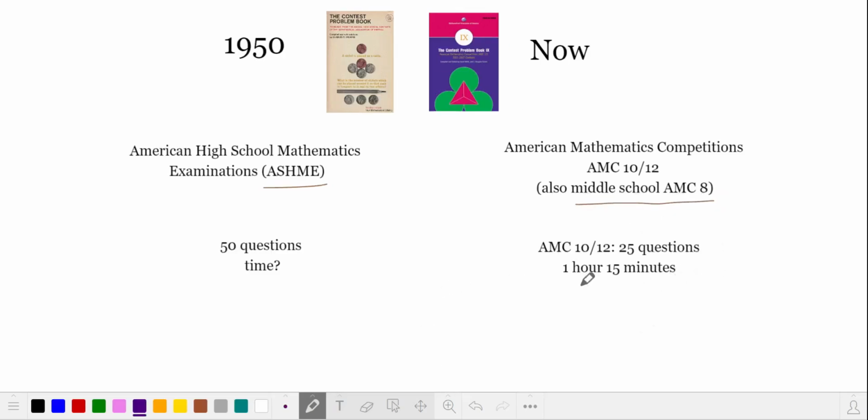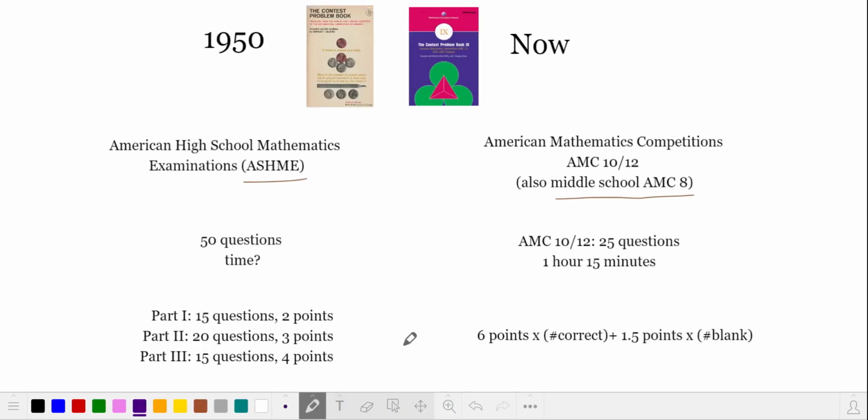Now students have 1 hour and 15 minutes to complete the 25 questions on the AMC 10 or 12. The 1950 exam I found consists of 50 questions, but I was unable to determine what time limit there was, if any. The scoring system for both exams was different. Current exams are scored with 6 points for each correct problem and 1.5 points for each answer left blank.